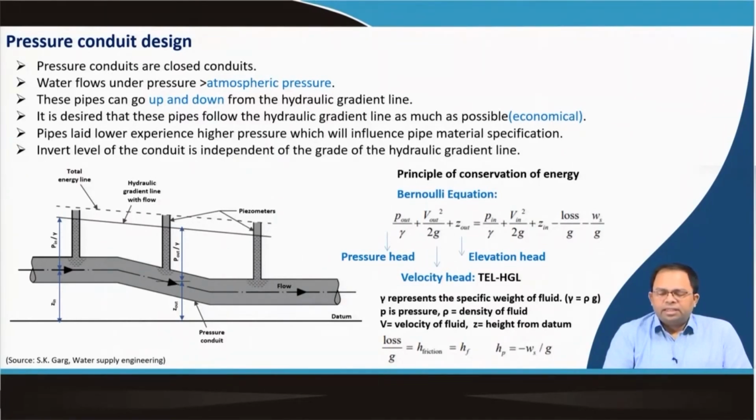And even though we desire that it follows the hydraulic gradient line as much as possible, because it leads to economy in terms of the pressure actually is lower in that particular case. Pipes laid lower experience higher pressure, which will influence pipe material specification. And invert level of the conduit is independent of the grade of the hydraulic gradient line.